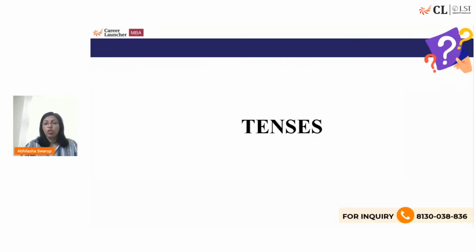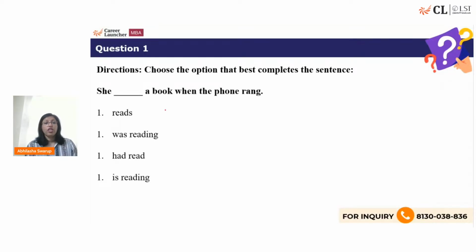All right, let's go to the next set where we're talking of the tenses. She reads a book when the phone rang, was reading a book, had read, is reading. The phone rang, that means this is in the past. So remember, when one event is ongoing and the other interrupts, the interruptive action is in the simple past and the ongoing event is in the past continuous, and therefore she was reading when the phone rang.